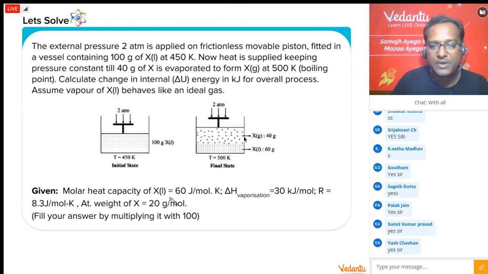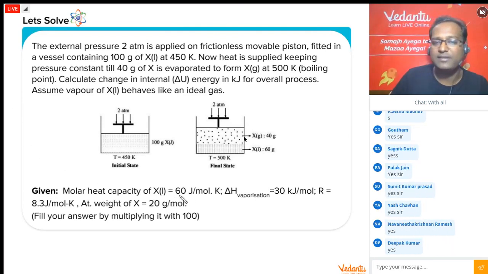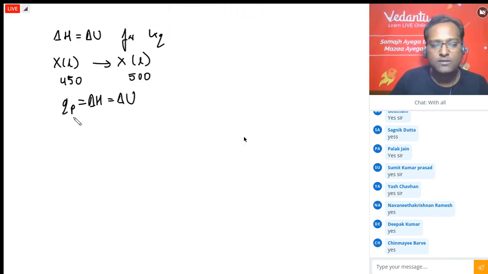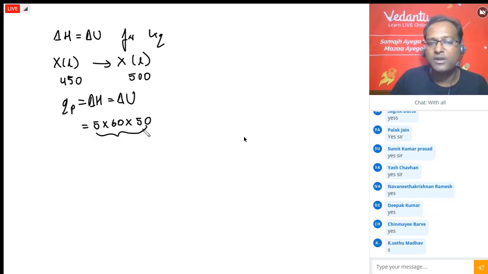To calculate QP, he has given you the molar heat capacity of X, that is 60 joule per mole. Where is the molecular weight? Here it is. Atomic weight is 20. And initially I know I have 100 gram of X, which means I have 5 moles of X. So QP will become 5 moles into 60 joule per mole into the temperature change, that is 50. This will come out in joules. Okay, so this was for the liquid part.